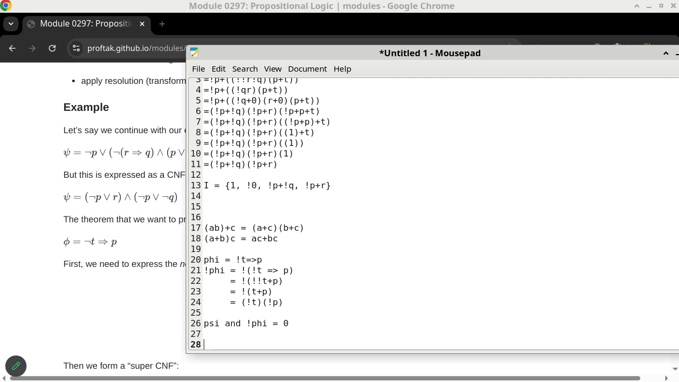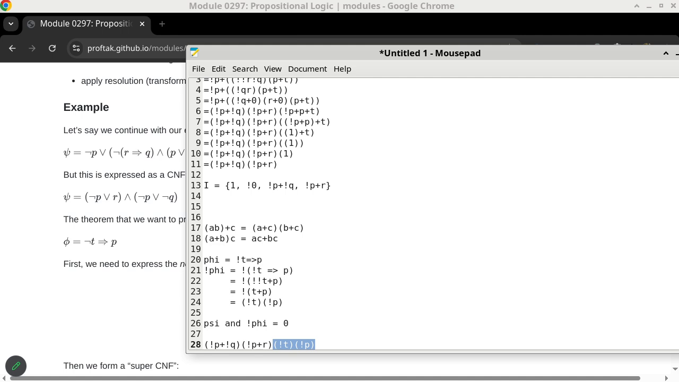But in this case, we already re-expressed psi as a CNF. So we're going to copy the CNF representing psi, and we also have not phi converted into a CNF as well. So we just concatenate the whole thing together. The first half, let me use the mouse pointer, the first half here is psi. The second half here is not phi. They are ANDed together. We want to see if this is false, regardless of the values of the variables.